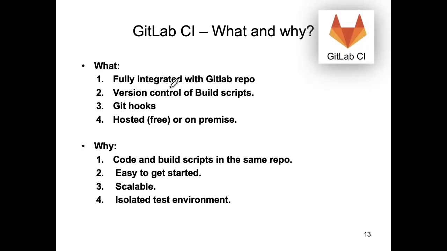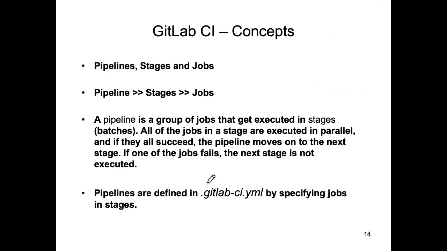You see, what we're going to be doing now is writing a build script, which is just going to be part of our source code. And just as we like to have version control of our source code, we will also have version control of our build scripts. Git hooks, that's all right. It's hosted for free, that's fine. Code and build scripts in the same repo, that's okay. That's all right, scalable, etc. So that's just kind of marketing stuff there, really, to be honest.